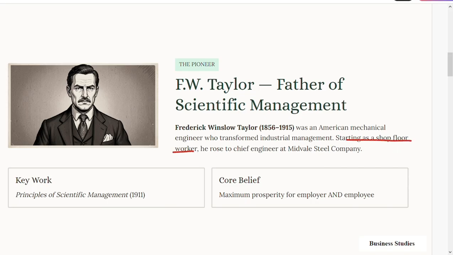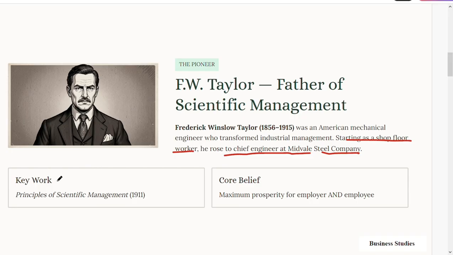So he worked from the factory, and that is why whatever management activity or principle he gave is mostly related to the assembly line, still being used in car manufacturing, etc., right? And he rose to chief engineer at the Midvale Steel Company. So he worked from the starting to the end point of management. But Henri Fayol started right from the top, and that is why he observed more compared to experimenting.